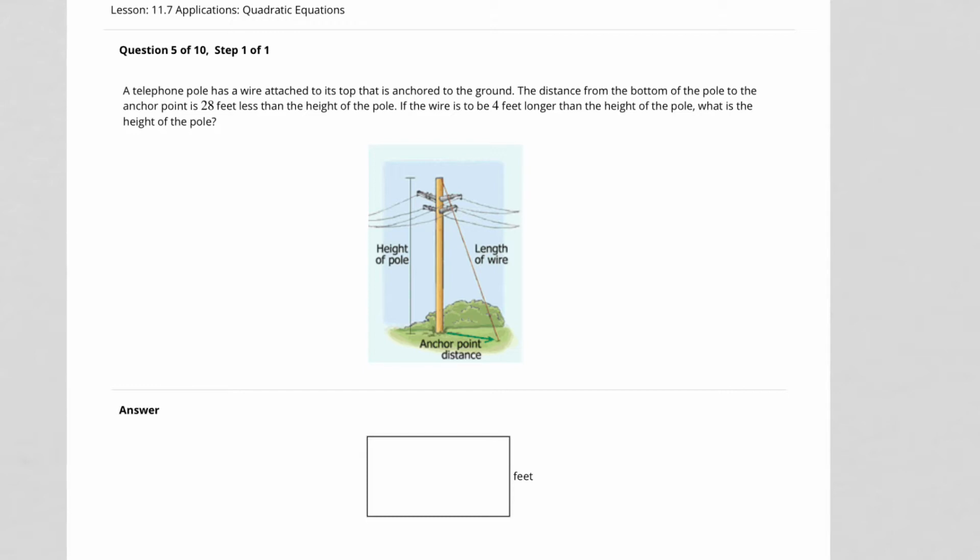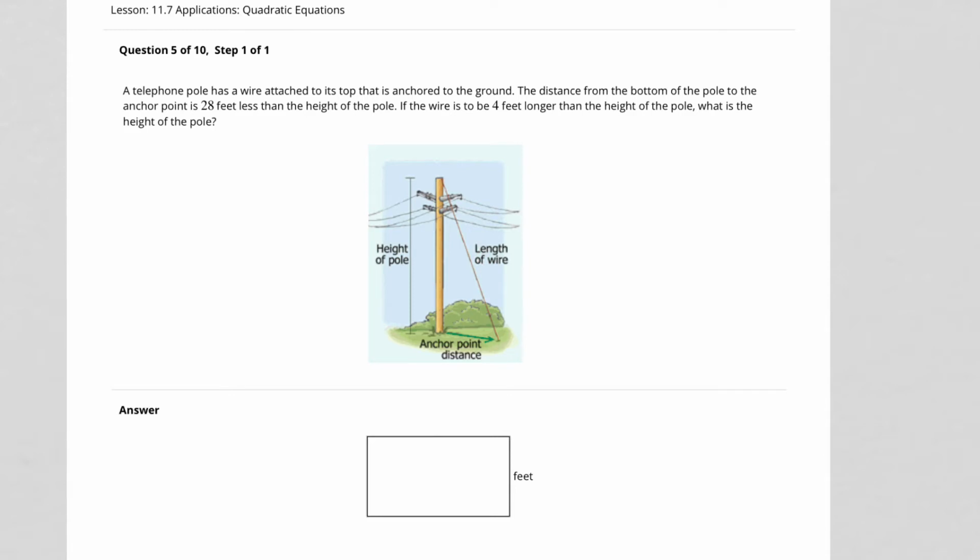Okay, this is when I'm going to read the problem a second time. I haven't done that on every one of these just to save time in these videos, but let's think about it and look at the picture. A telephone pole has a wire attached to its top that's anchored to the ground. That's what they're talking about right there.